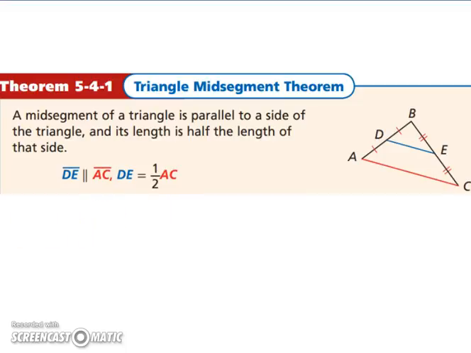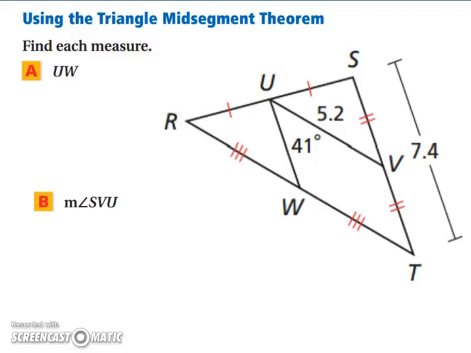So let's put this to some practice. Find each measure. So we want UW. All right, well, let's look at which ones are parallel. So we have UW, and that one is parallel to ST. So therefore, UW is going to be half the length of ST. So it's going to equal half of 7.4, which is 3.7.